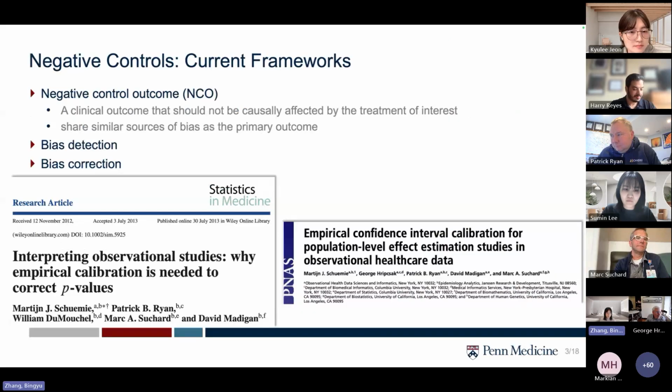To mitigate this residual bias, negative controls have emerged as an important tool. A negative control outcome is a clinical outcome that should not be causally affected by the treatment of interest, but shares a similar source of bias as the primary outcome. So if we observe an association between the treatment and the negative control outcomes, that tells us there should be some residual bias in the study pipeline. And because we can estimate this bias empirically, negative controls are used not only for bias detection, but also for bias correction, like p-value or confidence interval calibration.